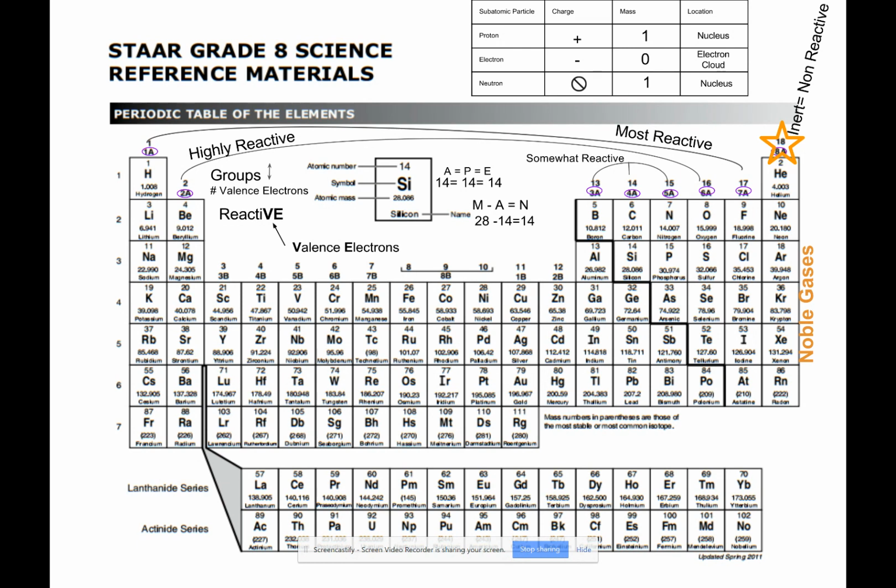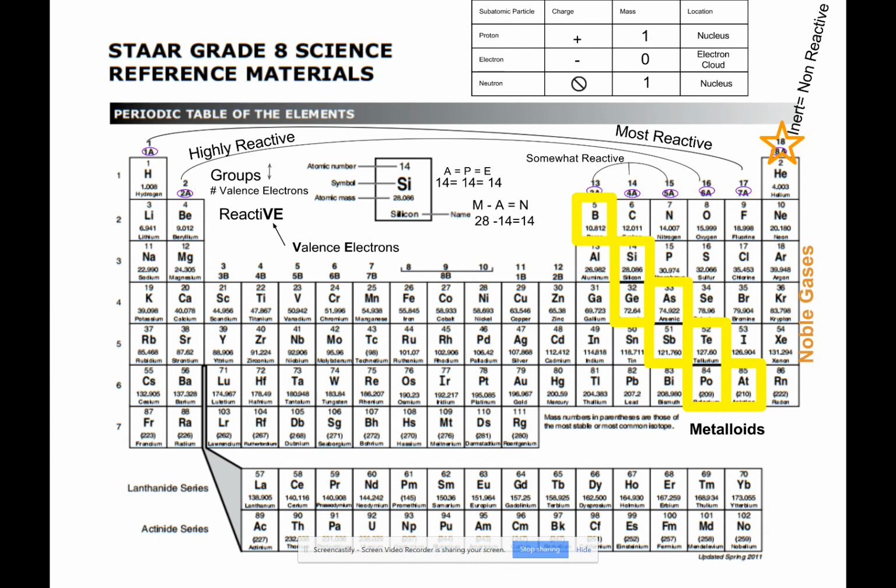Okay, next we're going to look at the periodic table. We know that our periodic table can be split into 3 sections: metals, nonmetals, and metalloids. This is something we learned in 5th grade. So the easiest way to separate these groups is to go ahead and color those elements on the staircase. Those are our metalloids.